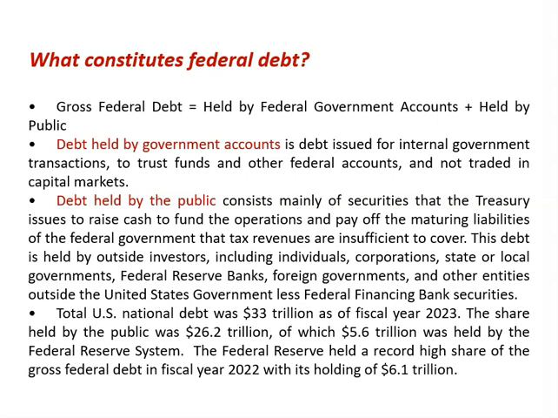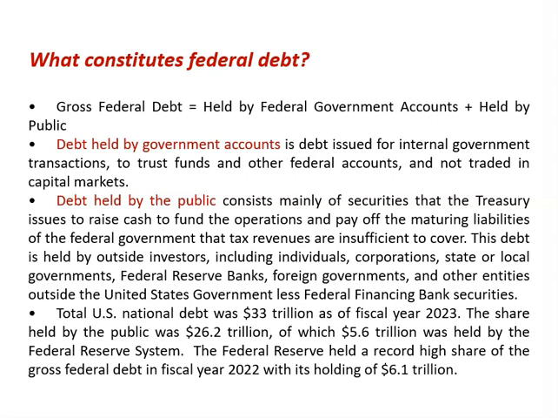Gross federal debt equals debt held by federal government accounts plus debt held by public. Debt held by government accounts is debt issued for internal government transactions, to trust funds and other federal accounts, and not traded in capital markets. Debt held by the public consists mainly of securities that the Treasury issues to raise cash to fund the operations and pay off the maturing liabilities of the federal government that tax revenues are insufficient to cover.